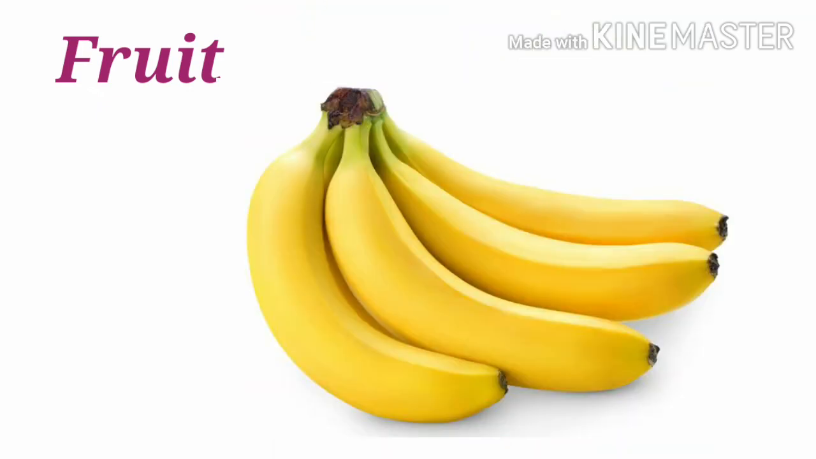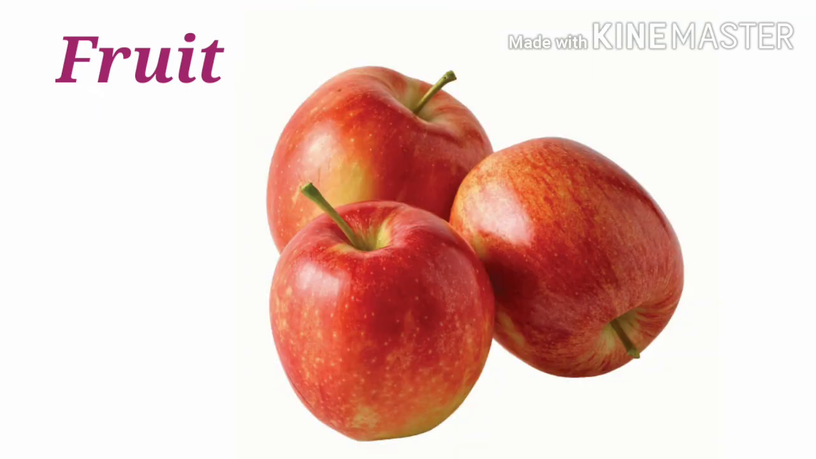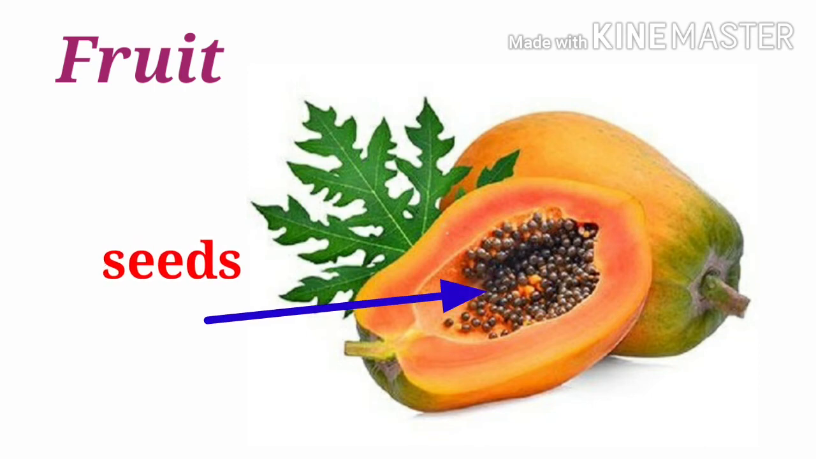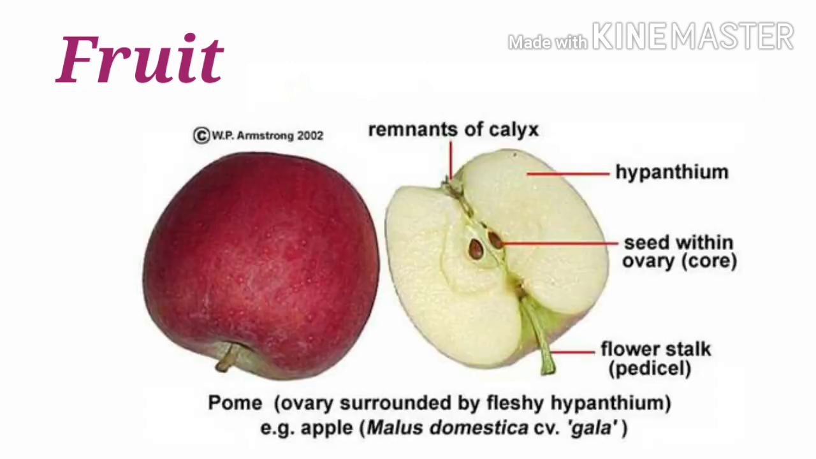Fruit is a useful part of a plant. A fruit is a ripened ovary which contains seeds inside it. A fruit is generally made up of a fruit wall and seeds.